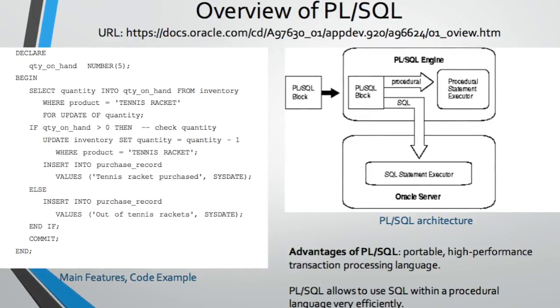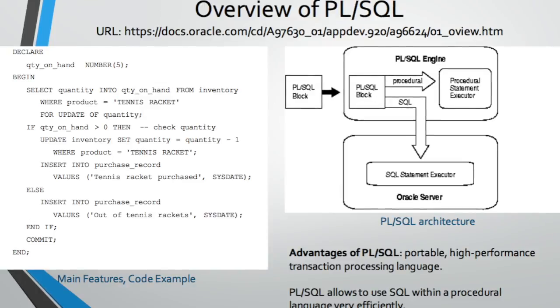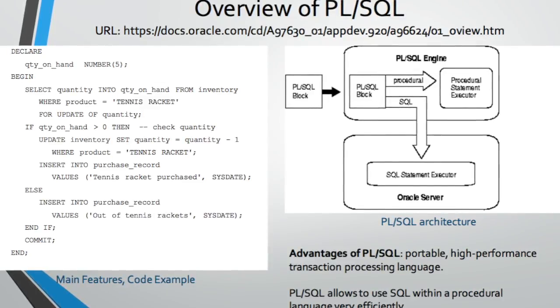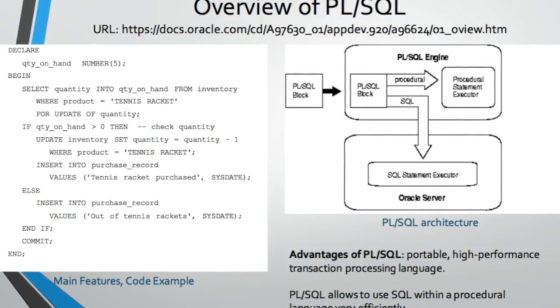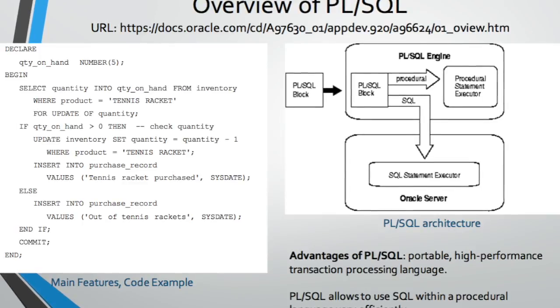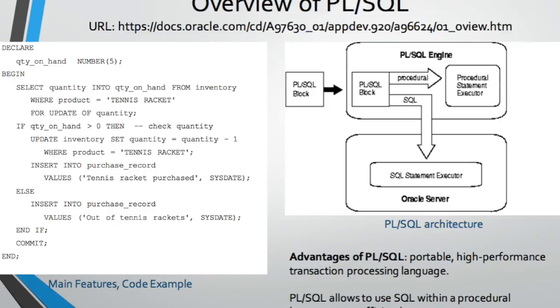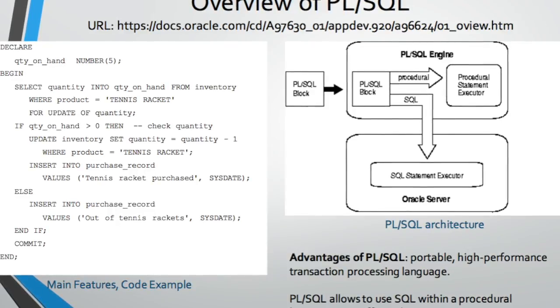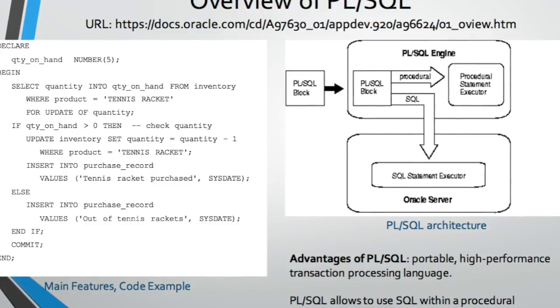The sample program demonstrates the features of PL SQL. It provides an order for a tennis racket. A variable is declared to hold the quantity of tennis rackets. The quantity is received from a table and stored to the variable. Depending on the value of the variable, a table is updated or changed. PL SQL allows you to use SQL within a procedural language very efficiently.